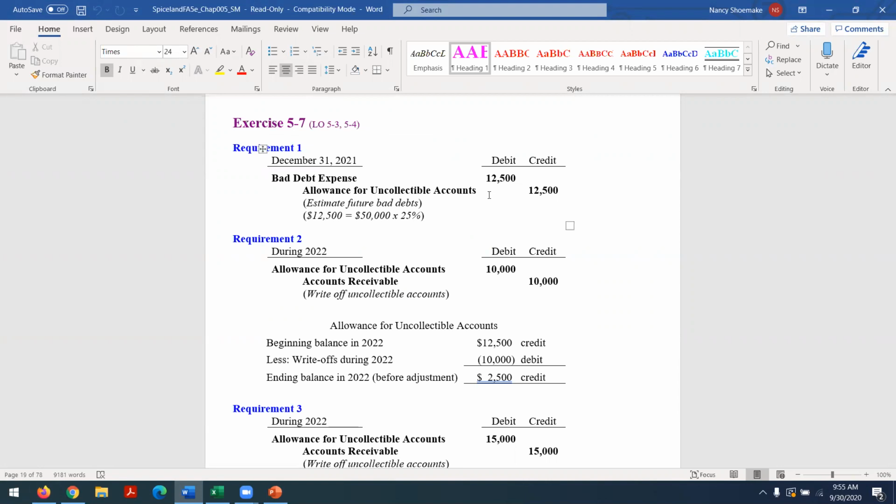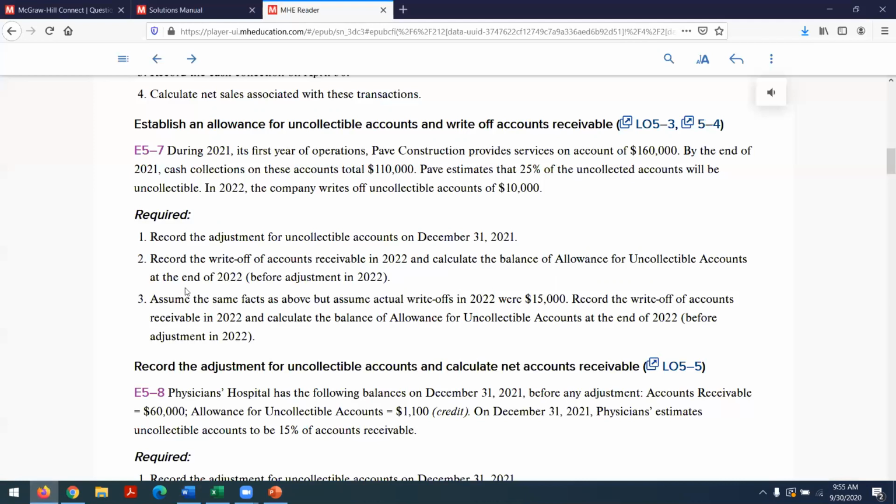Okay? Now, it says, in 2022, the company writes off uncollectible accounts of $10,000. Okay? So it literally writes off $10,000 in bad accounts. So we need to record the write-off of accounts receivable in 2022.